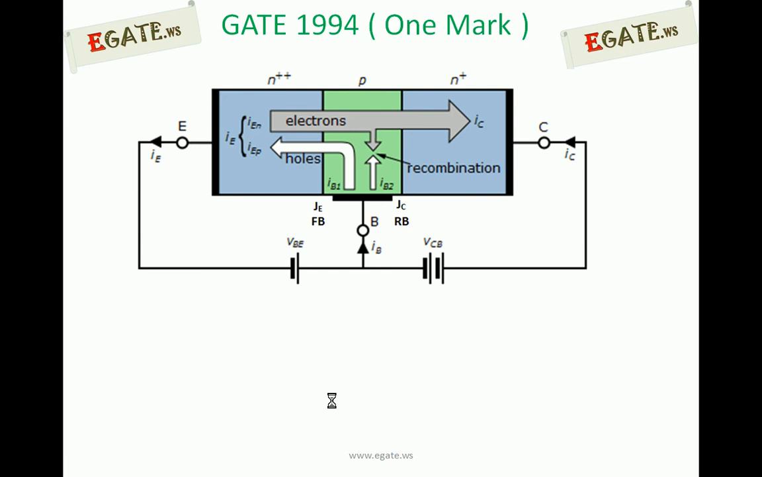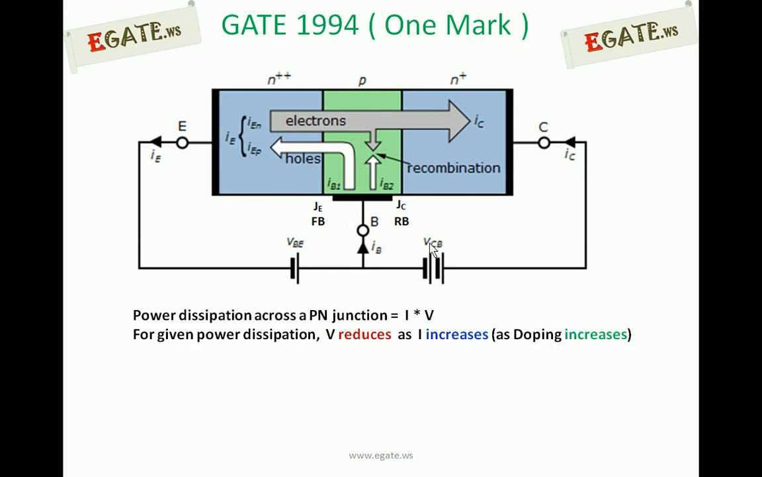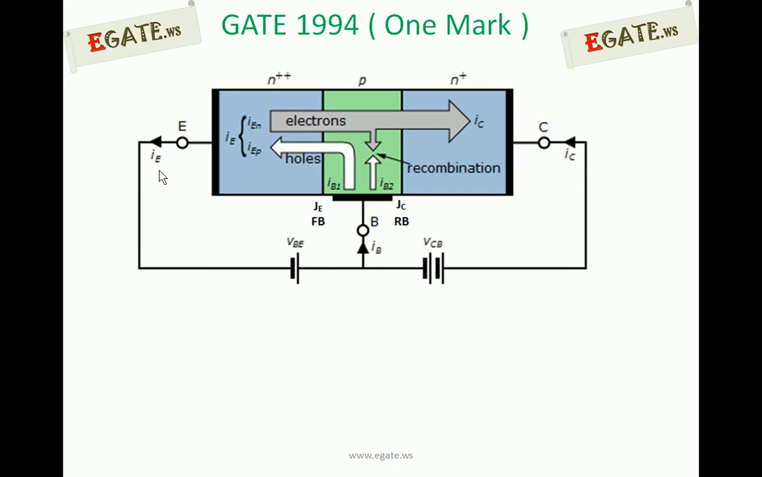The answer is power dissipation is more at the collector base junction, because power dissipation is current into voltage. In the emitter base junction the current flowing is IE, in the collector base junction the current flowing is IC. IE is approximately equal to IC, so at both junctions the current is almost the same. What changes the power dissipation is the voltage. Across the forward bias emitter base junction, the voltage will be around the cut-in voltage. If it is silicon, VBE will be almost around 0.7 volts.